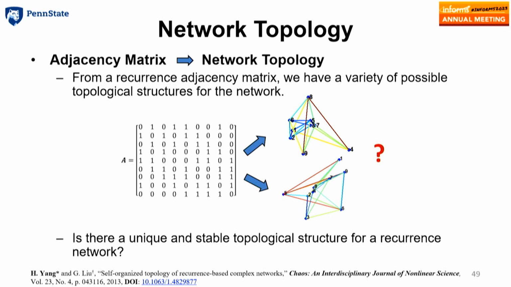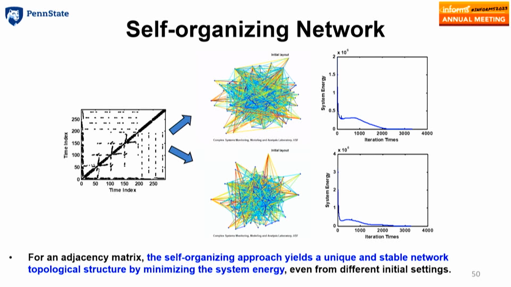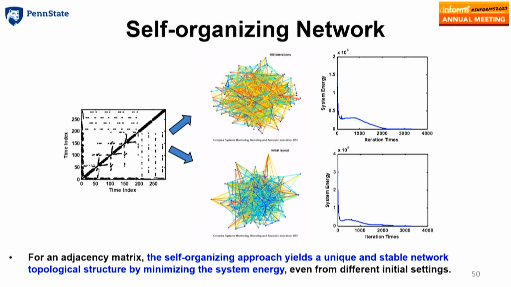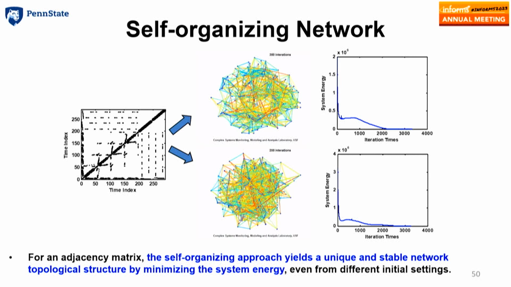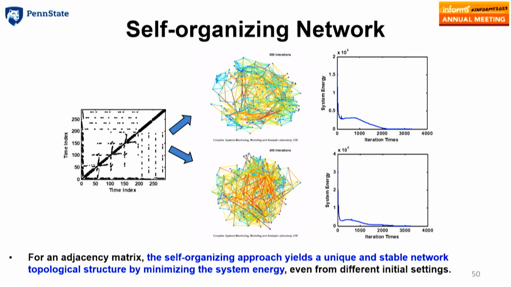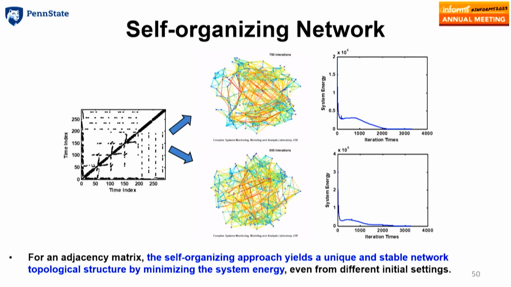But I'm going to show you an example of how to derive the network topology. As you can see, this is an adjacency matrix, and now these two are self-organizing. As you may notice, they start from different initial conditions, but the connections all follow this 0 and 1 pattern.